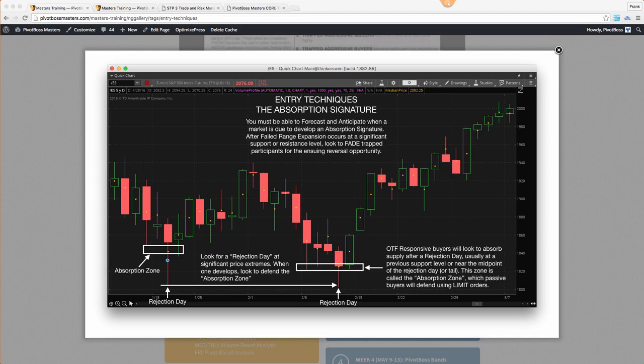Once you see a major rejection day occur at a significant price extreme, you look to identify the absorption zone and where market participants are likely going to defend. And I mentioned before, that zone is somewhere between the midpoint of the rejection day and any prior support that the rejection day probed through and then failed to hold below, right? That's the rejection zone right there. Now what you can do is identify where that zone is and look to execute limits at that zone in the upcoming session.